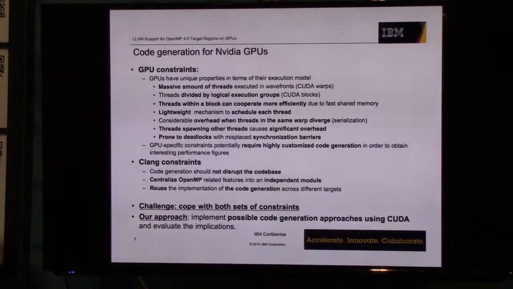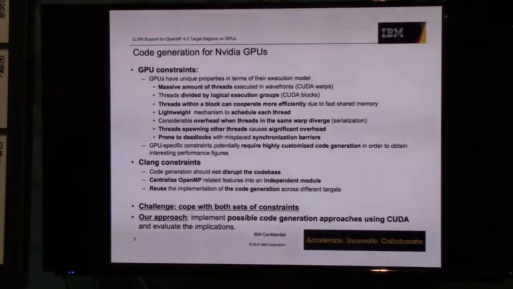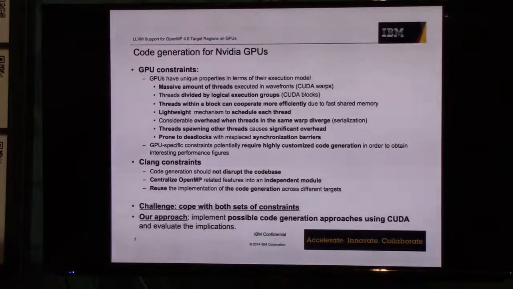All right, so the other component is code generation. And in order to understand code generation, we also need to understand the constraints of the target we care about, which in this case is the GPU. There are very unique properties of GPUs that we need to bear in mind. One is that it has a massive amount of threads that are executed in wavefronts, which are called warps in CUDA. We have threads divided into a logical abstraction that groups the threads in sets, and they are assumed to collaborate more closely.